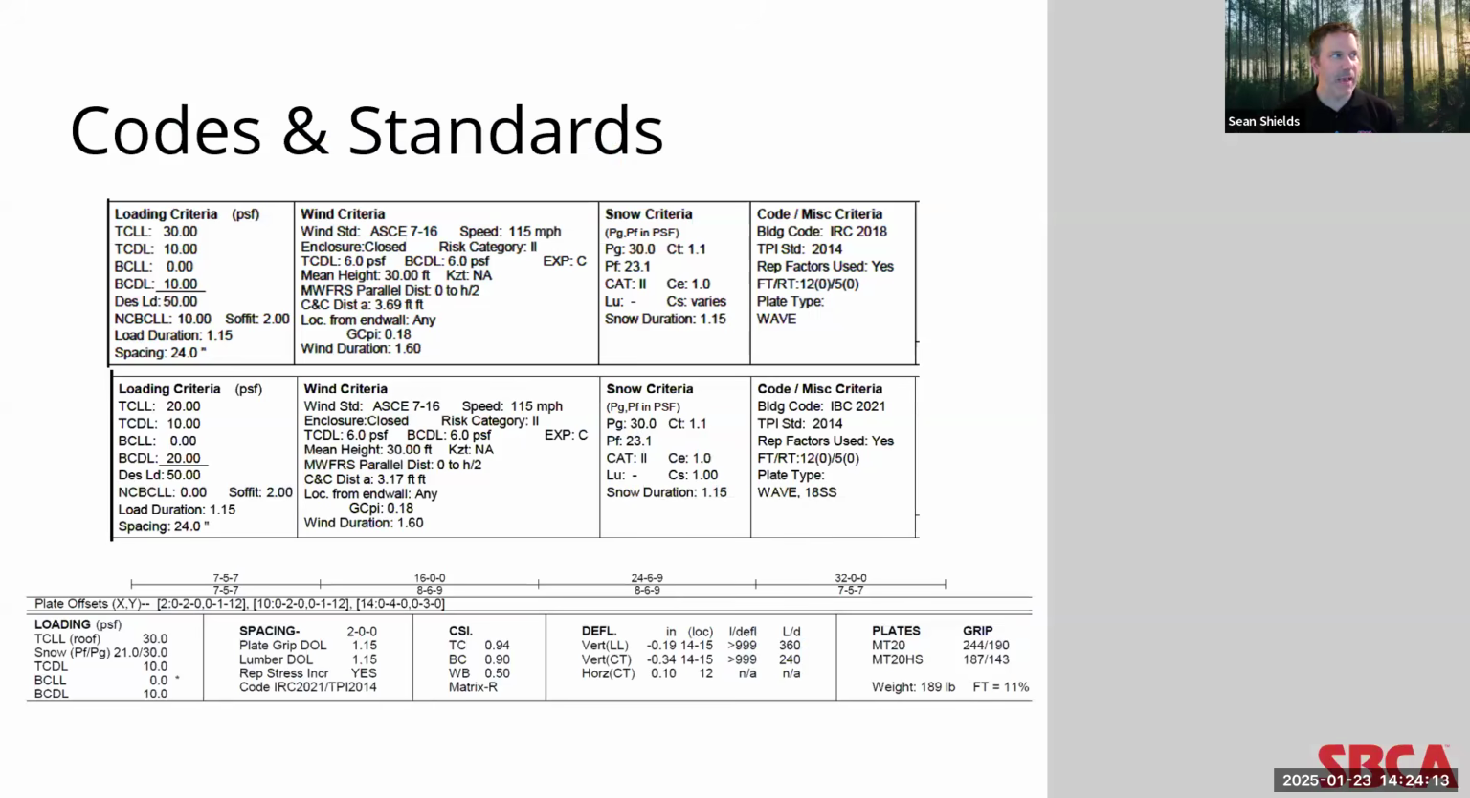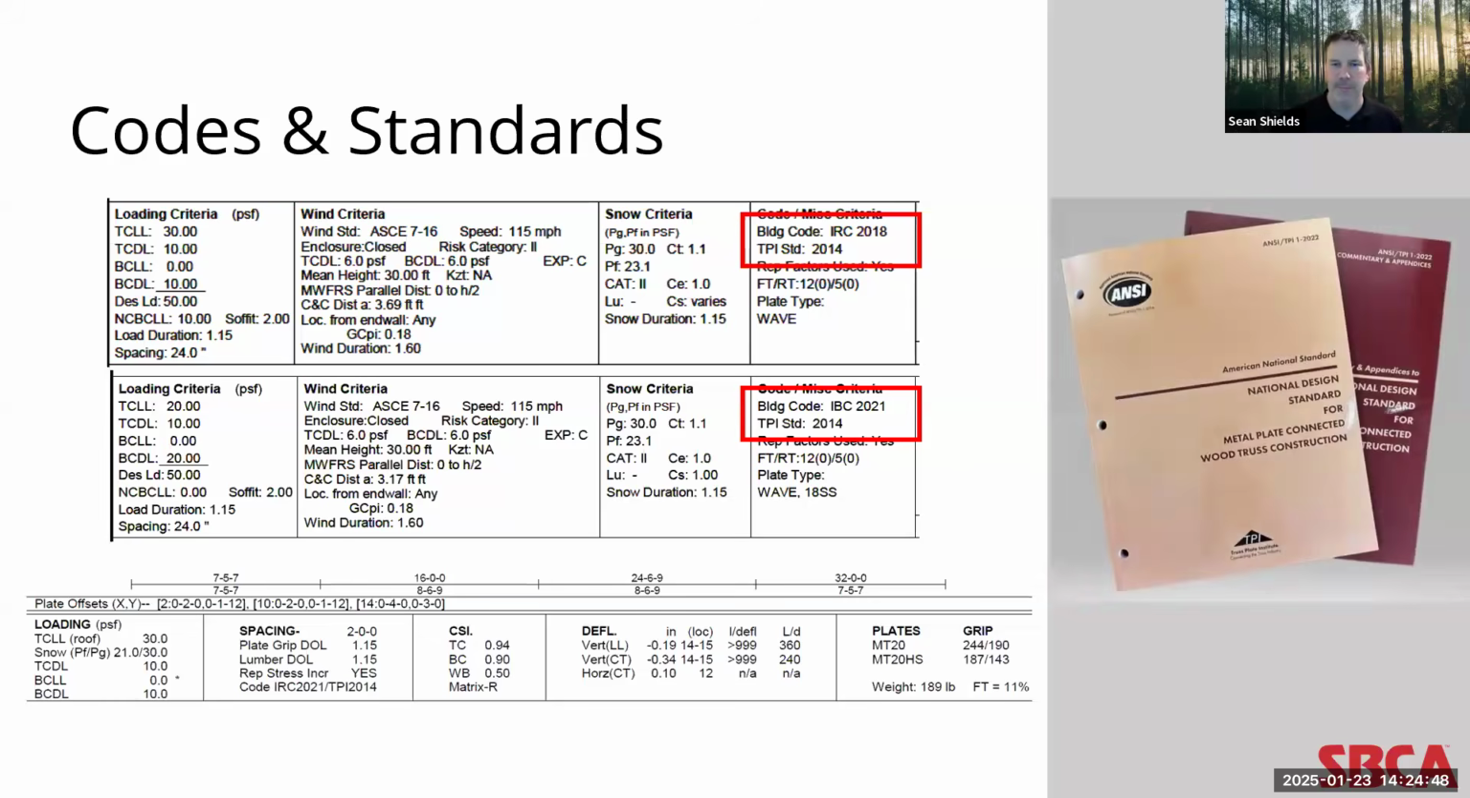So if we look specifically at the truss design drawings, you can see here at the top, this truss was designed using the 2018 International Residential Code, whereas the truss on the truss design drawing in the middle was designed using the 2021 International Building Code. Now, beyond the code, the truss design drawing will also typically indicate which version of the ANSI TPI 1 standard was used for the truss design.